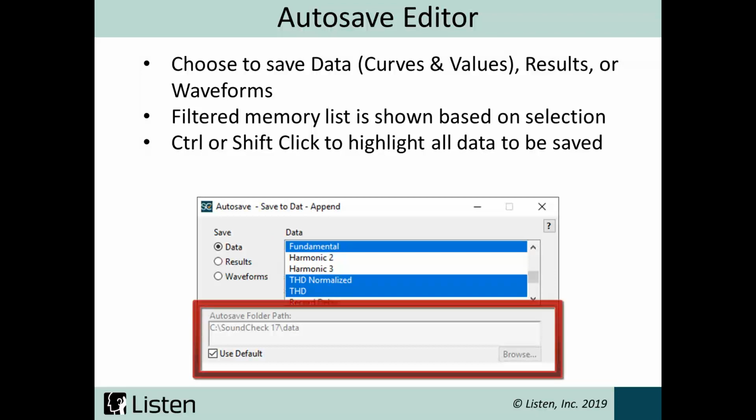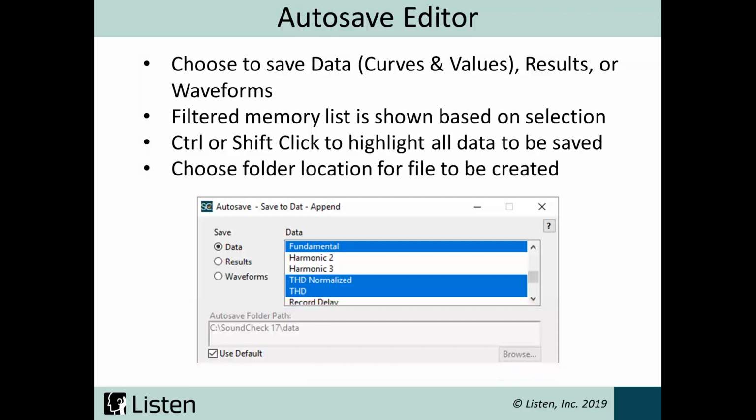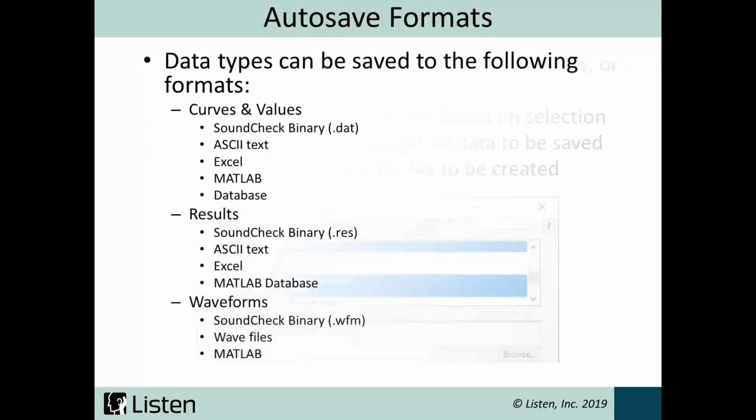We can also choose where the data is saved to disk in the folder path. Right now, Use Default is enabled, so it will be saved to my Data folder in my SoundCheck 17 folder. I can change my default in edit preferences, or if I disable default, I can save to anywhere on disk, either using an absolute or relative path. Here is a list of the data types and what format they can be saved in SoundCheck.